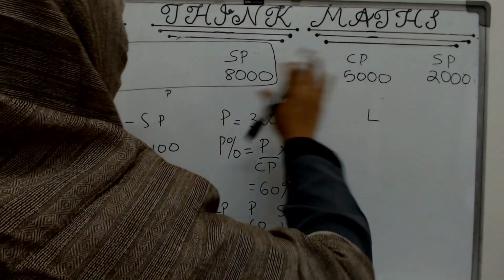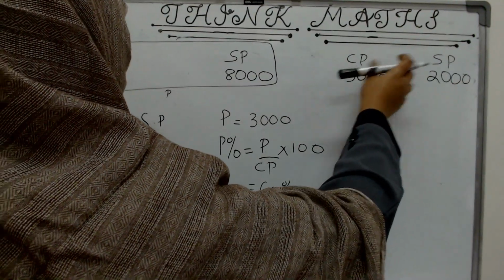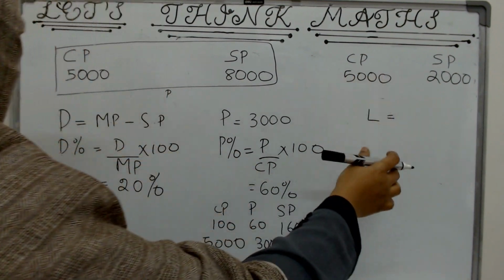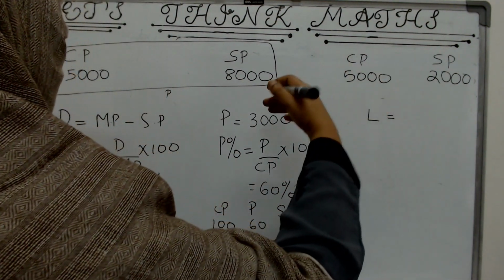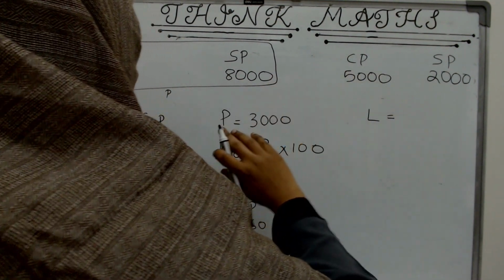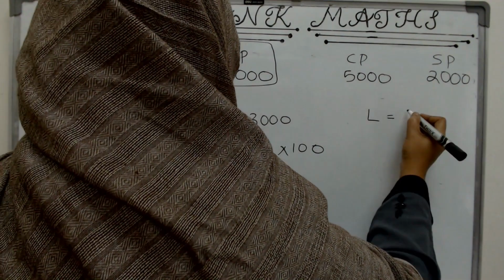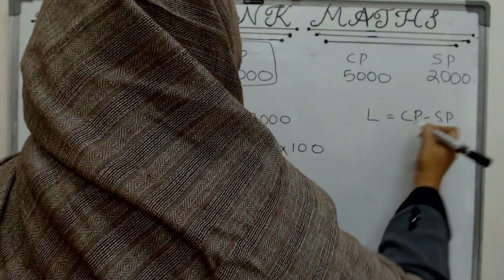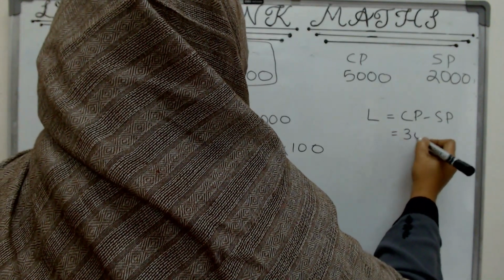Loss. Again, same logic. One final value, one initial value. But here what do you see? This one is greater. Whichever is greater, you just adjust your formula according to this. Loss would be here what? It would be cost price minus selling price. That would be again 3,000.